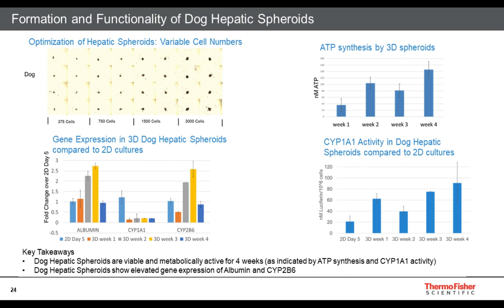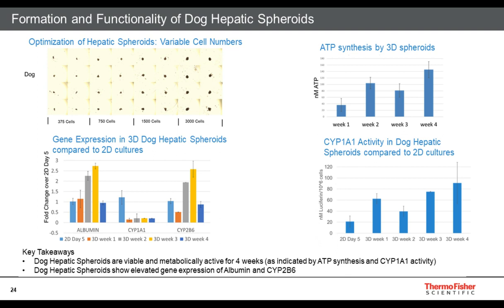We looked at albumin, CYP1A1, and CYP2B6. The first bar is showing the 2D gene expression, so the same cells plated in 2D. These graphs are looking at gene expression as compared to those same cells plated in 2D. You can see for two of the genes, albumin and CYP2B6, we see increased gene expression relative to 2D cultures. And then interestingly, for CYP1A1, while there are transcripts present, they are actually lower than the 2D culture.